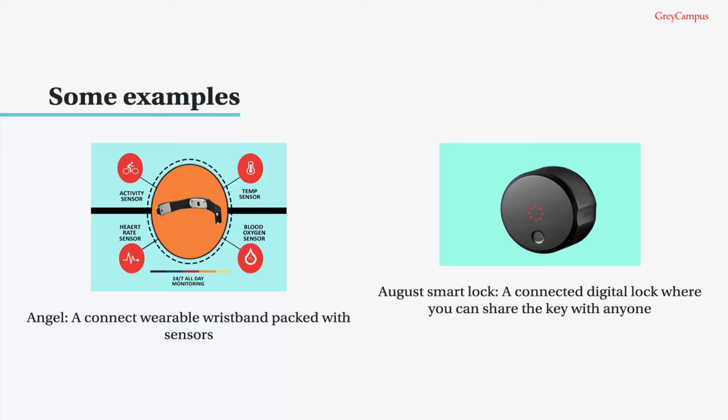And also you have the August Smart Lock, which is a connected digital lock. So you can basically use this to open or close the door in your home just by using your smartphone. But as it is connected to the web, you can also do that from anywhere in the world, and also share your key with anyone you want.